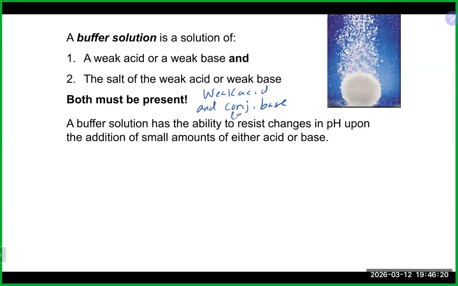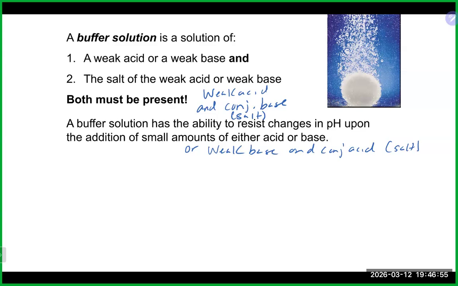And usually it's referred to as the salt of its conjugate base. All that really means is there's some type of spectator ion there, a sodium, a potassium, something like that. Or you could have a buffer of a weak base and its conjugate acid, or the salt of its conjugate acid is more how it's usually referred to. Both of those things have to be in the solution to begin with in order for it to be a buffer. So you've got to have both of those things hanging out in the solution.